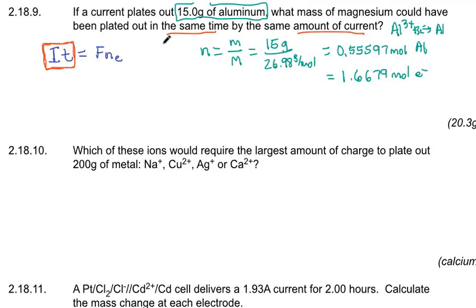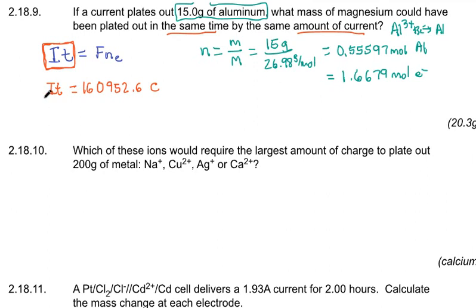Just pretend that it is a single value, and we can find that. We can do Faraday constant times 1.6679, and we get that IT, which we're treating like one thing, equals 160,952.6. The unit would be coulombs if you're interested. That's the total amount of charge that we put into the aluminum, and we don't know what combination of I and T made this, but we know that I times T made this amount.